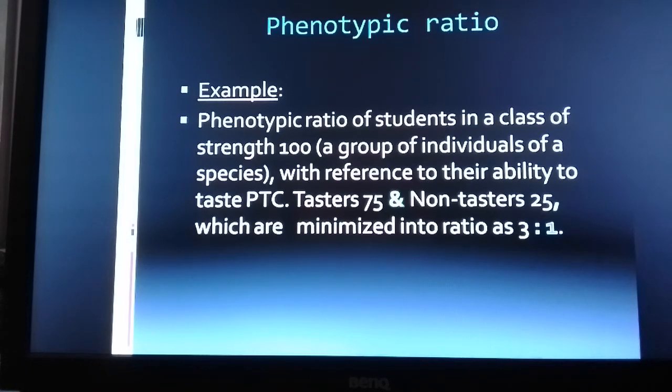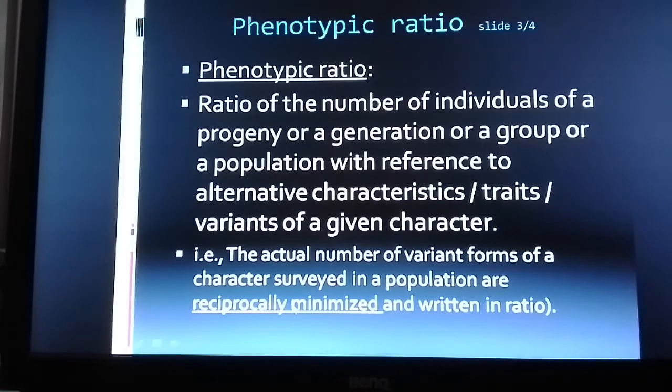So here you see the actual number of variants of a character surveyed and reciprocally minimized and written in the form of ratio. What is said to be phenotypic ratio.